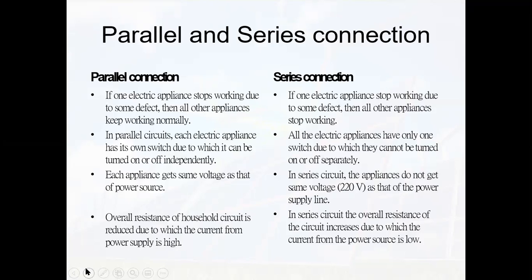In the case of parallel, the overall resistance of the household circuit is reduced due to which the current from the power supply is high. But in the case of series, the overall resistance of the circuit increases due to which the current from the power source is low.